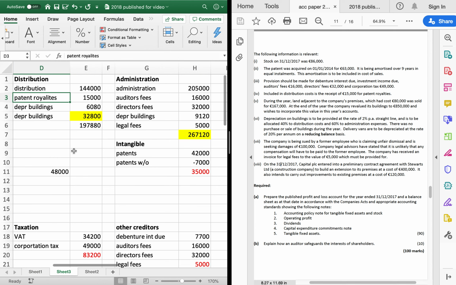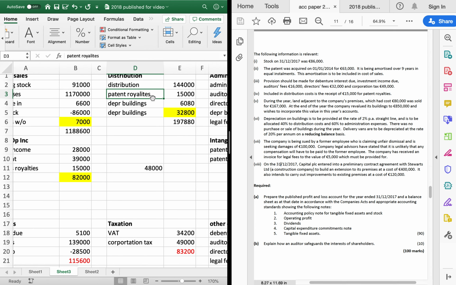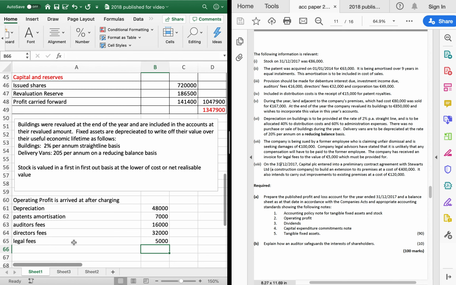So again, all of the things in the first three things except this patent royalties, because that's just a mistake. So patent royalties, if you remember, we're moving it from distribution to other operating income. It's just there to fix the error that was in distribution. So we include the two depreciations, auditors, directors, depreciation of buildings here, and legal fees. They're the things that we have to list out. We block the depreciations together. Okay, so that's that one done.